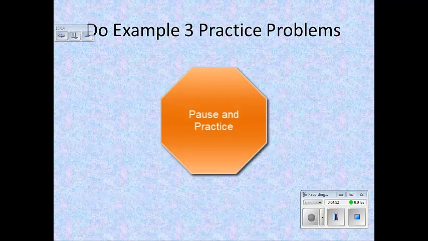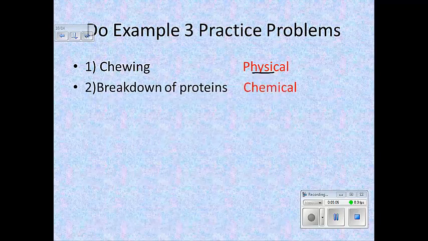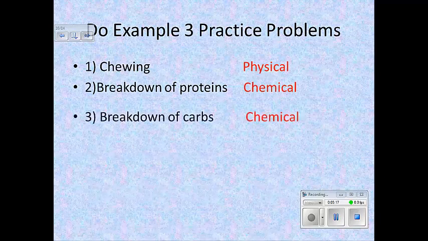Okay, so you took your definitions and let's see how you did with these example problems. So chewing. We're going to call that a physical change because if you take a sandwich and you chew a sandwich in your mouth, it's still a sandwich. Not really any reactions taking place just with chewing. Now, in your stomach, you have breakdown of proteins into amino acids. That's changing it from proteins to amino acids. So starting at one thing, becoming another thing, so that's going to be a chemical change.